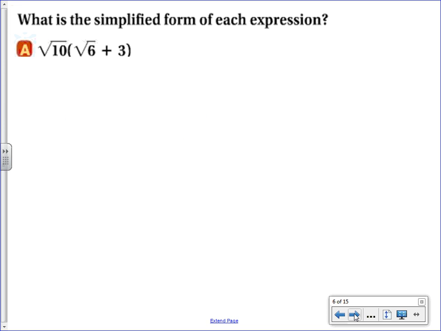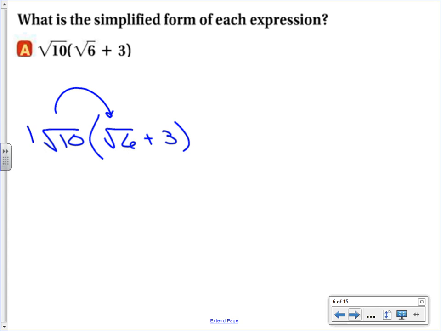A little bit different with this one. We have the square root of 10 times the square root of 6 plus 3. Now this is distributive property where we take first times first. We are no longer adding and subtracting as our first step. We're multiplying. When we multiply, we take outside times outside, so 1 times 1 gives us 1. Now inside times inside. The square root of 10 times square root of 6 is square root of 60. Most people leave this 1 off on the front, so I'm going to do that as well.